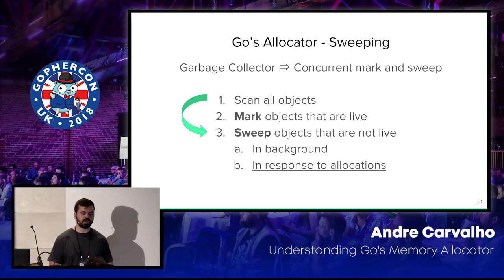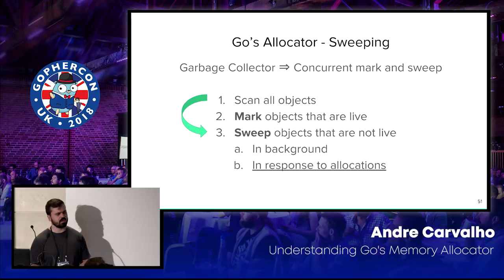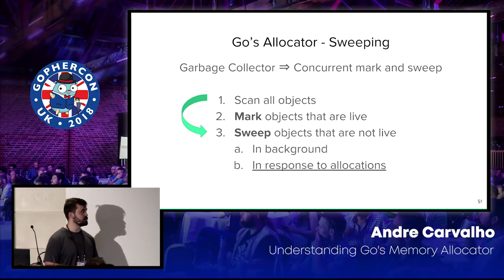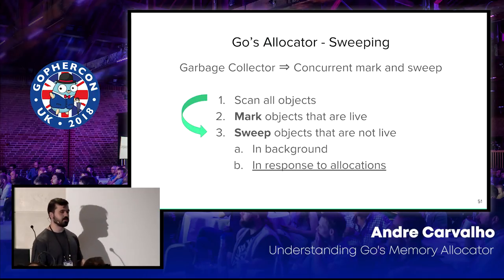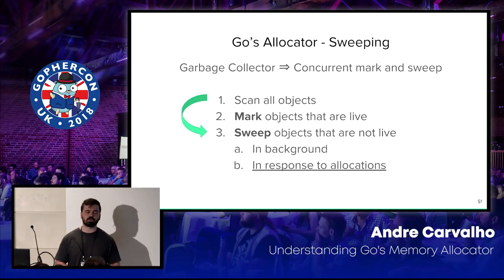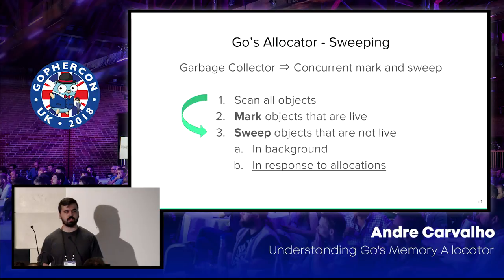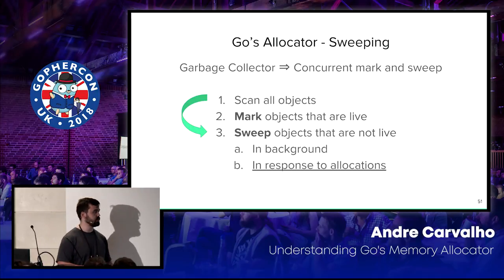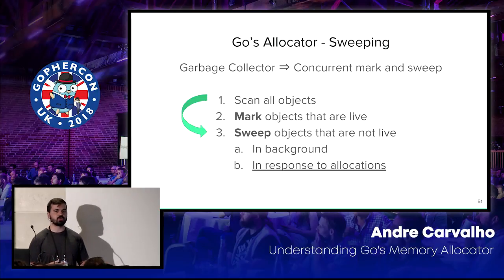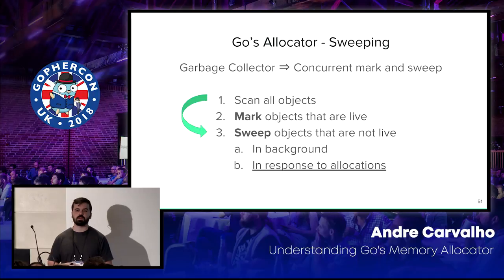And this actually happens in two different phases, and that's why it's called a concurrent mark and sweep. So it happens in the background by a separate Go routine, but it also happens in response to allocation. So the allocator, before doing some of the allocations, is going to try and sweep some of the objects to make sure that it's not requesting memory unnecessarily.